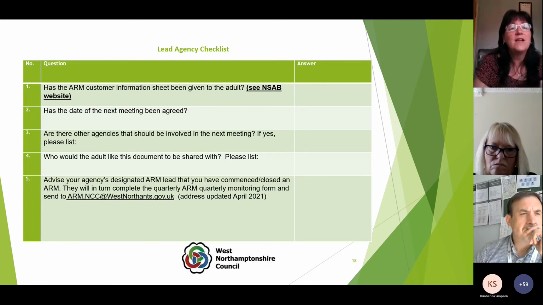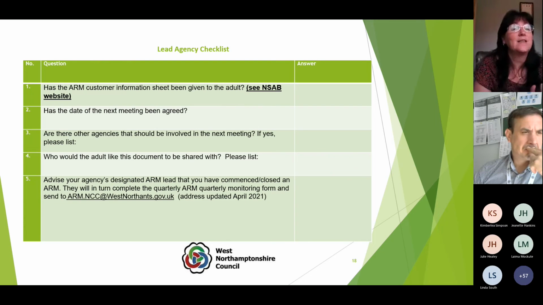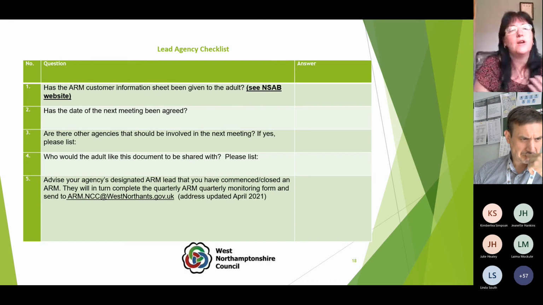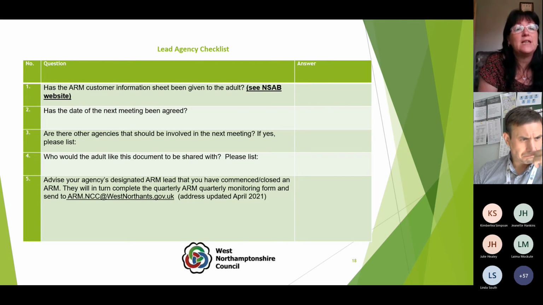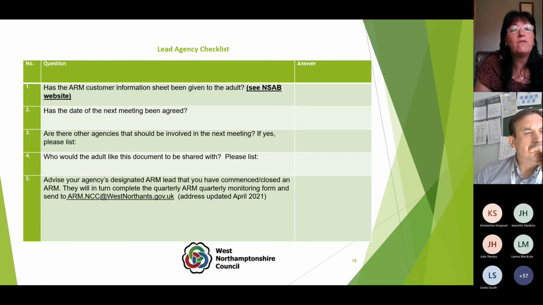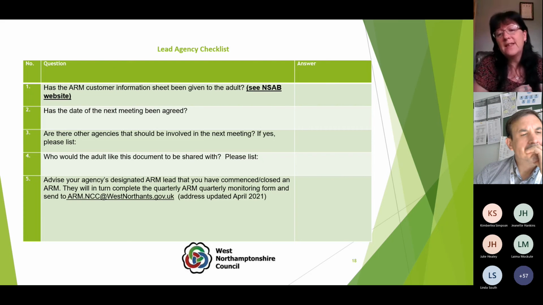And then there is what's called a lead agency checklist. So this is about, has the information sheet been given to the individual that is subject to an ARM? That is on the Safeguarding Adults Board website. Has the date of the next meeting been agreed? Are there any agencies that should be involved in the meeting? If yes, then make sure they're included. Who would the adult like this document to be shared with? Because there may be people that weren't at that meeting.